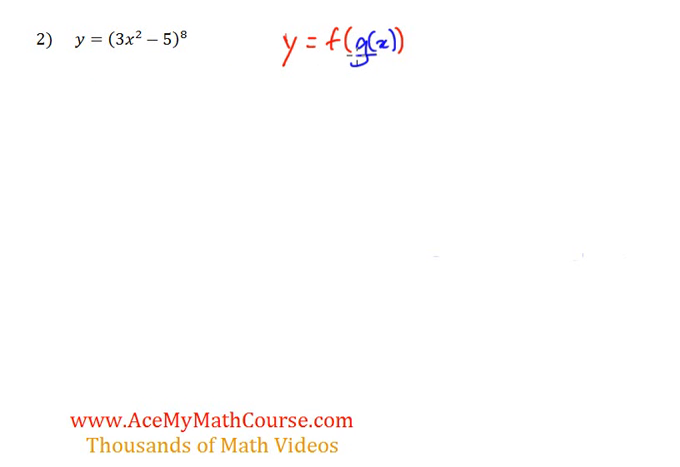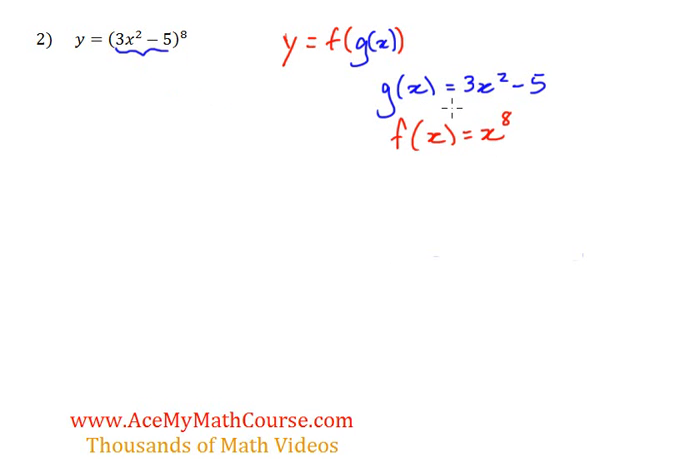Okay, so what is our inside function, our inner function? It's just going to be 3x squared minus 5. So that's g of x. Okay, so what is our outer function, or the outside function? That's just going to be to the power of 8, right? So it'll be x to the power of 8.